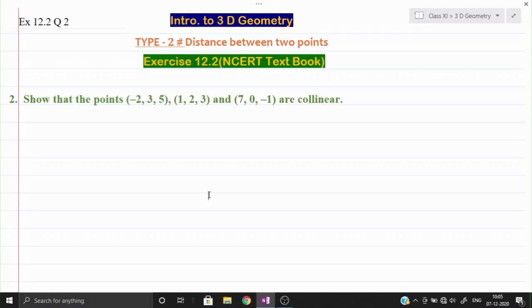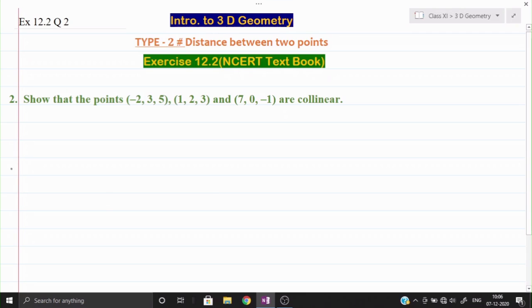The condition of collinearity, I have told you earlier: the sum of the two distances should be equal to the third one. However, in two-dimensional geometry, to prove that points are collinear, we may have used the section formula also. But here, right now, we have to use this condition only. So let us see.